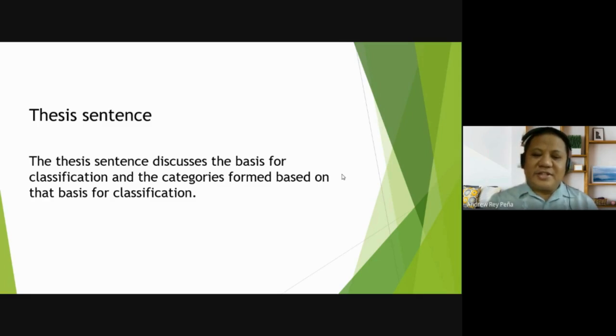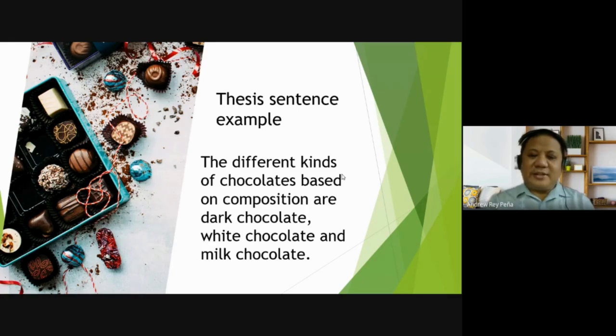The thesis sentence discusses the basis for classification and the categories formed based on that basis for classification. We have a thesis sentence example. Here's an example of a thesis sentence for classification. The different kinds of chocolates based on composition are dark chocolate, white chocolate, and milk chocolate. So first, the sentence gives the basis for classification, and that is composition. The thesis sentence goes on to discuss the different kinds of categories that were created based on that basis. So dark chocolate, white chocolate, milk chocolate. Okay?